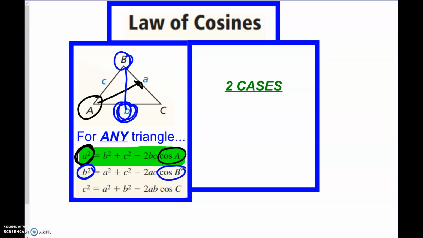Now there's two cases. We're either going to be looking for this number in front, the b squared, or we're going to be looking for an angle measure. So we're either looking for a side or an angle measure. So those are the two different cases that we're going to be going through. So we're going to have two sample problems.